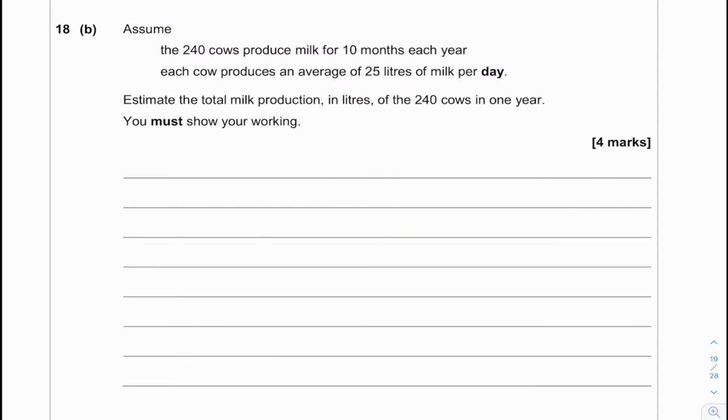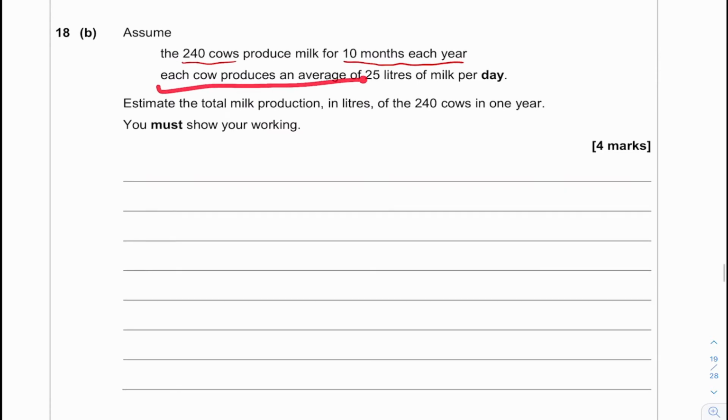Right, so question 18b, we have to assume the following, that the 240 cows on the farm produce milk for 10 months each year. So I'm just going to highlight the key pieces of information here. 240 cows, 10 months each year. And each cow produces an average of 25 litres of milk per day, so 25 per day. And what we've got to do is estimate the total milk production in litres of the 240 cows in 1 year, so 1 year.